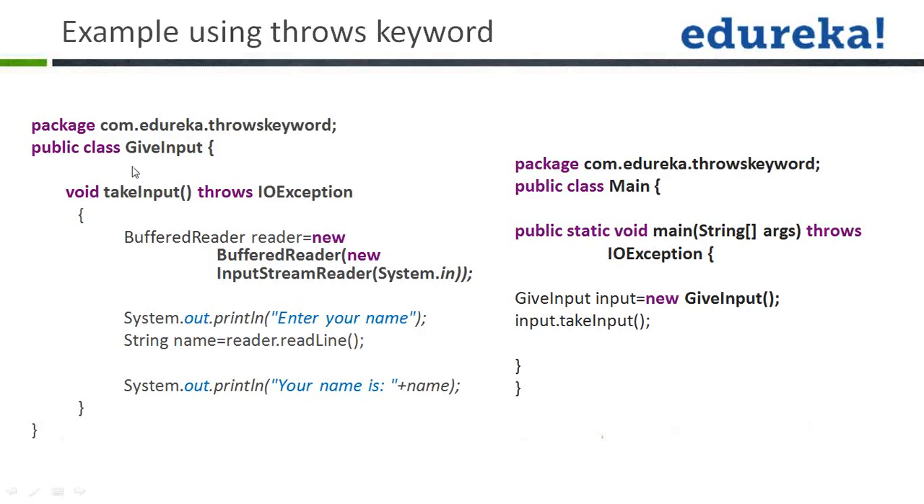You have a GiveInput class. So you have a method, void takeInput, which throws an input output exception. Why are we using an input output exception in buffered reader? Can any one of you tell me? We have understood the use of buffered reader, but why are we using throws input output exception? Ashraf says file not found, Sai says file input output. That is right, but why with buffered reader?